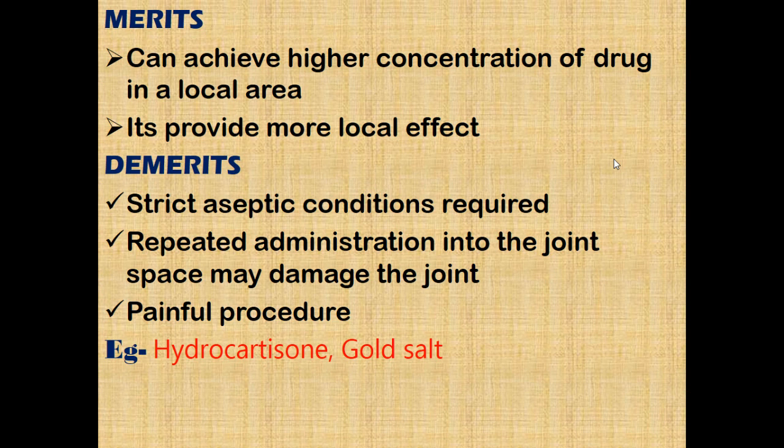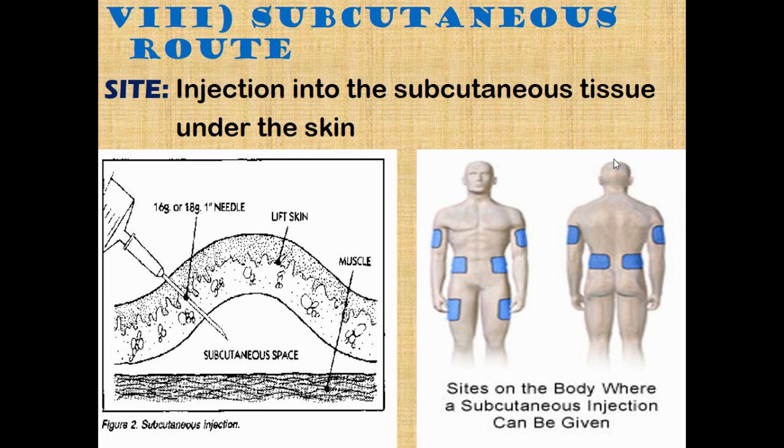Strict aseptic condition, very painful, but repeated administration in the joint may cause joint damage. Hydrocortisone and gold salt we will use in rheumatoid arthritis, osteoarthritis, gouty arthritis, all those conditions we will use this route. Then subcutaneous route is also a very important thing.